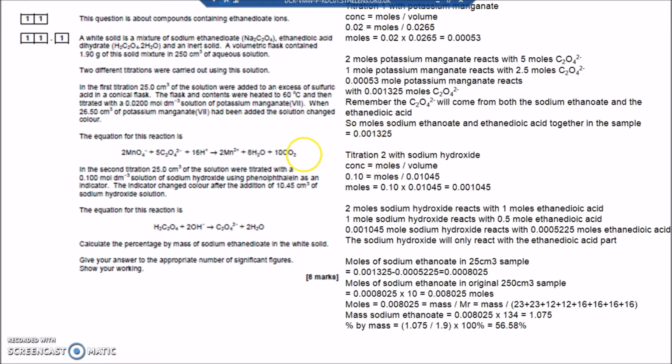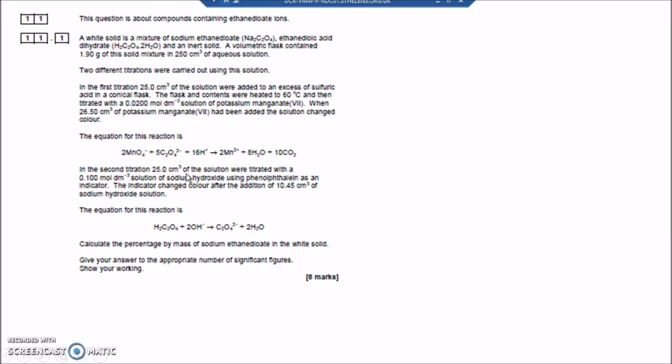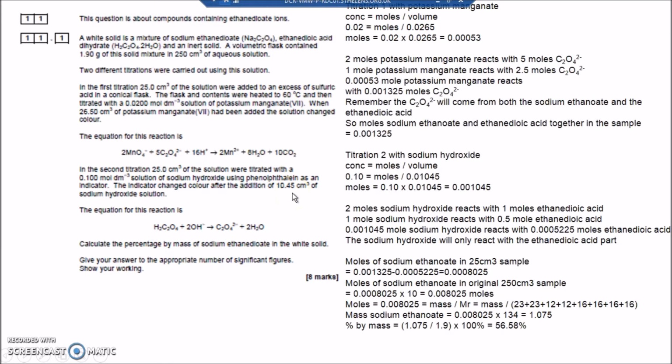Okay, the second titration is with sodium hydroxide. So the second titration with sodium hydroxide, I've got 25 centimetres cubed of solution. So I've got a sample of the solution titrated with 0.1 moles solution of sodium hydroxide using phenolphthalein as an indicator. The indicator changed colour after the addition of 10.45 centimetres cubed of sodium hydroxide. So I've got a concentration, I've got a volume of sodium hydroxide. It wants me to work out moles. So let's have a look. So it wants me to work out moles of sodium hydroxide.